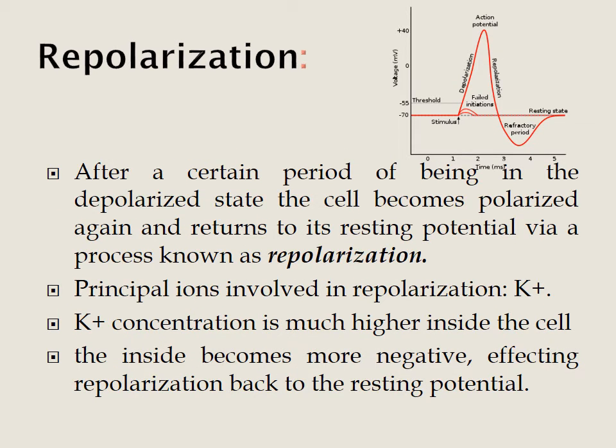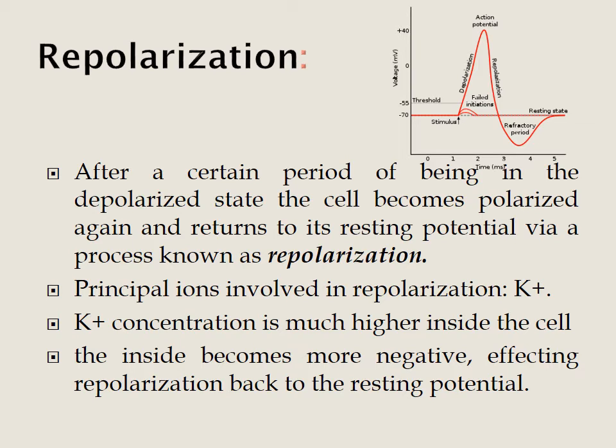That is repolarization, the same as depolarization. The K plus ions will be higher inside the cell, and the Na plus ions will be lower inside the cell. After a certain period of the depolarization, they reach the peak overshoot. Then the cell becomes polarized again and returns to the resting potential. The process is called repolarization.